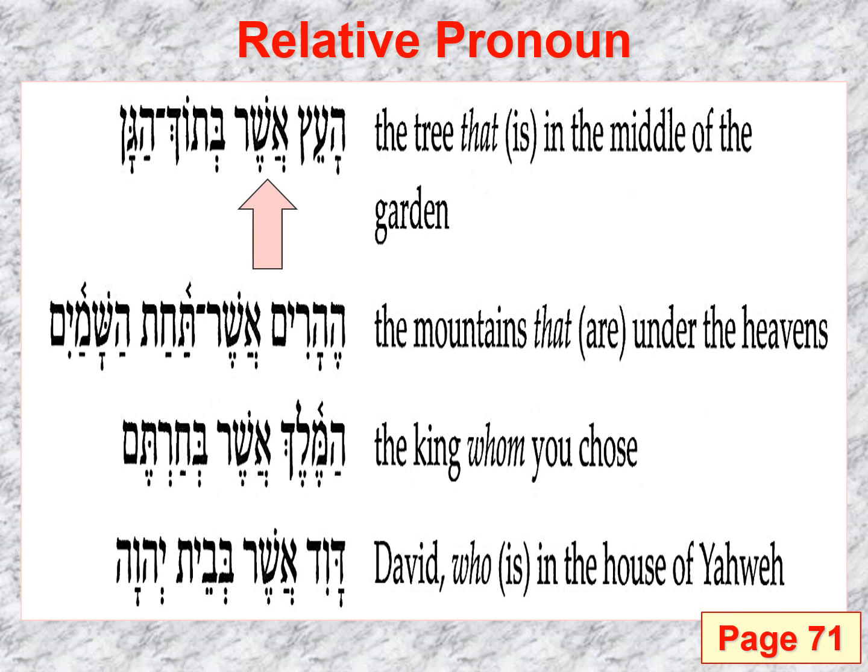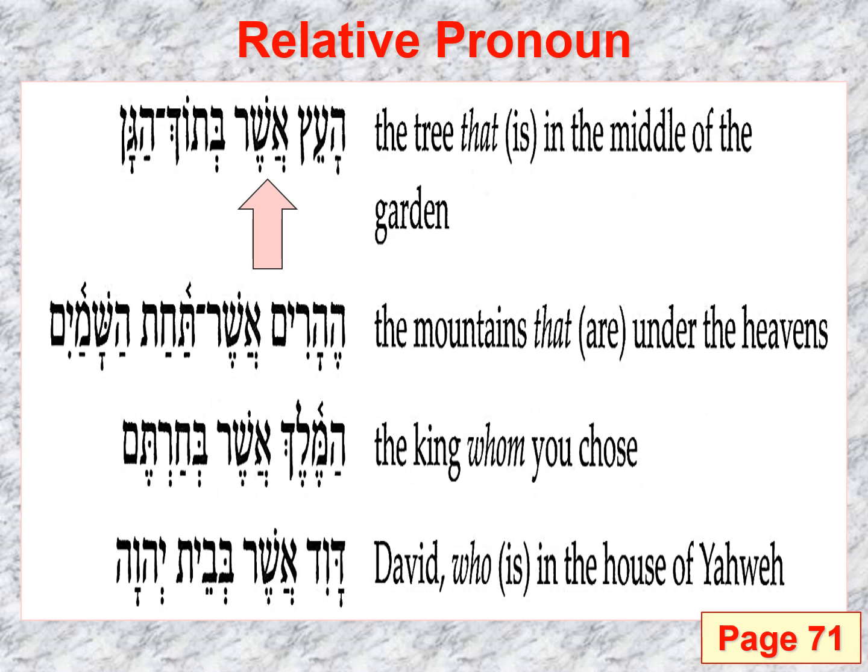Let's take a look at the last example, explaining or unpacking or giving us further information about David. David asher bebeit Adonai. So we have the proper noun David unpacked, given further information with the relative pronoun asher.